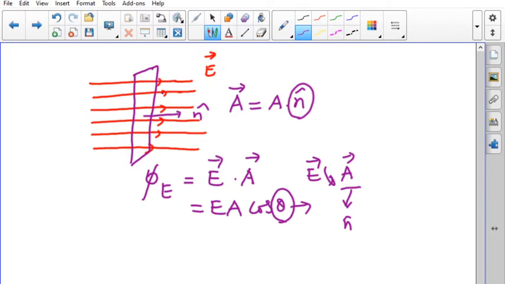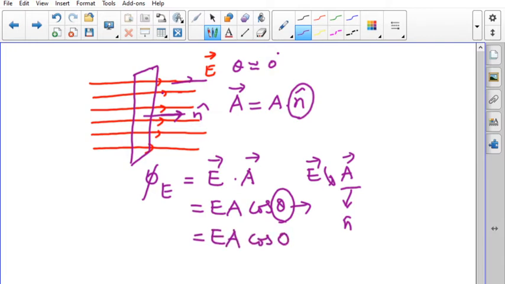See, E vector goes in this direction and n vector also has the same direction. So what is the angle if they go in the same direction? Then the angle between the parallel lines is 0. And so here we get EA cos 0.